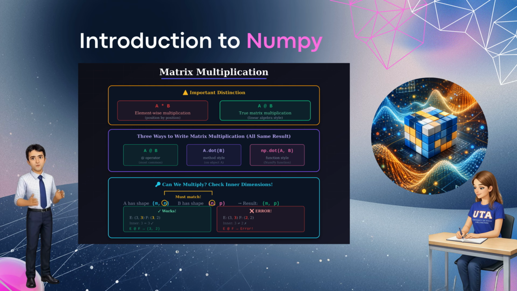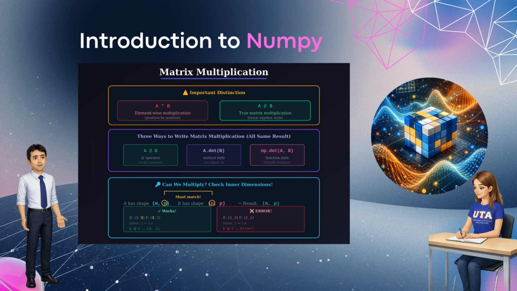There are actually three ways to write matrix multiplication in NumPy. First, A at symbol B, that's the most common and cleanest way. Second, using the dot method, where you write A, dot, and then pass B in parentheses. Third, use dot as an np function. In that case, after calling the dot function, you pass A, comma B in parentheses. All three do the exact same thing. They all perform true matrix multiplication. Use whichever style you prefer, but I usually use the at symbol because it's shortest.